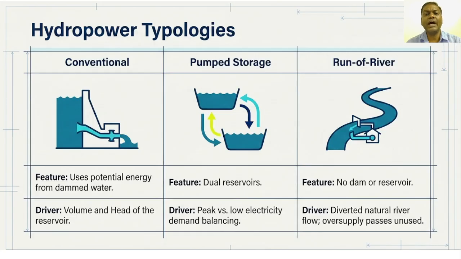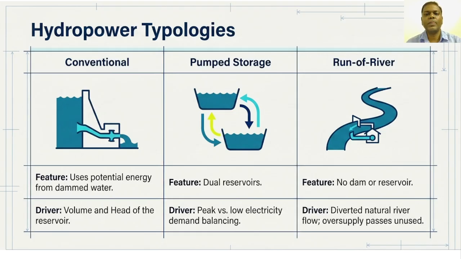Next one is hydro power topologies. Up to now we have seen the conventional type. Then we have two other types, that is pumped storage and run-of-river. In pumped storage, the water also acts as a reservoir, but we can drive it for the peak load. The next one is run-of-river. No dam or reservoir is needed, and the oversupply is passed through in the run-of-river.